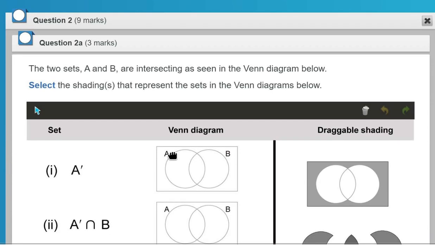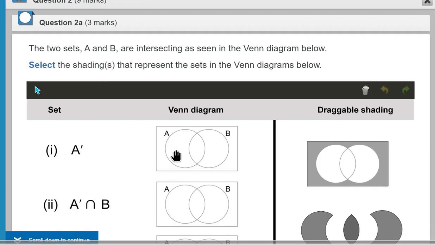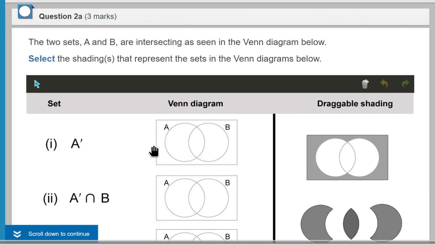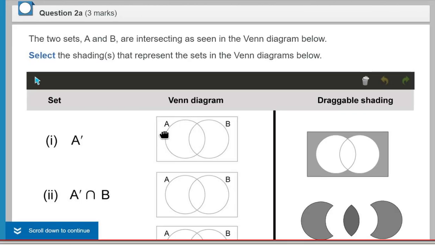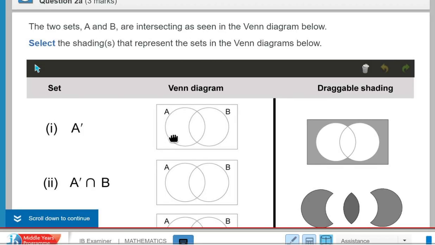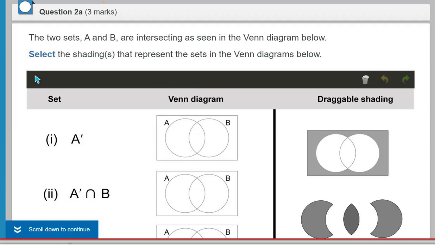Okay, shading and Venn diagrams. So the first question was of 7 marks and it took us roughly 9 minutes to solve it. We have to pace up a little bit. So the two sets A and B are intersecting as seen in the Venn diagram below. Select the shadings that represent the sets in the Venn diagrams below.